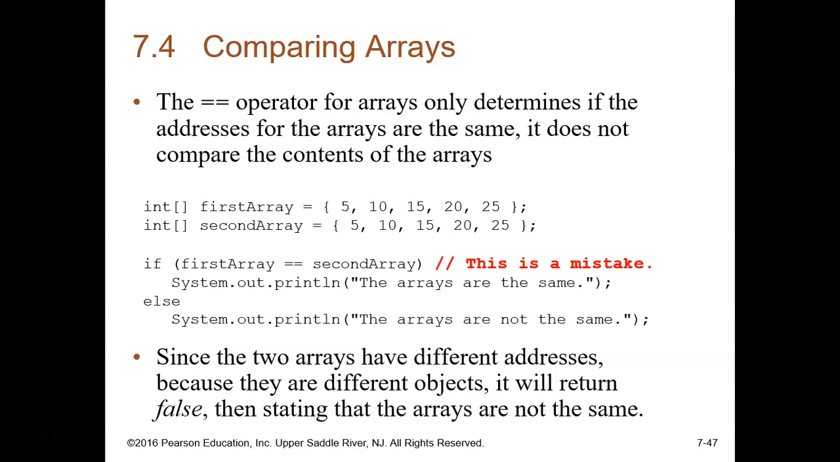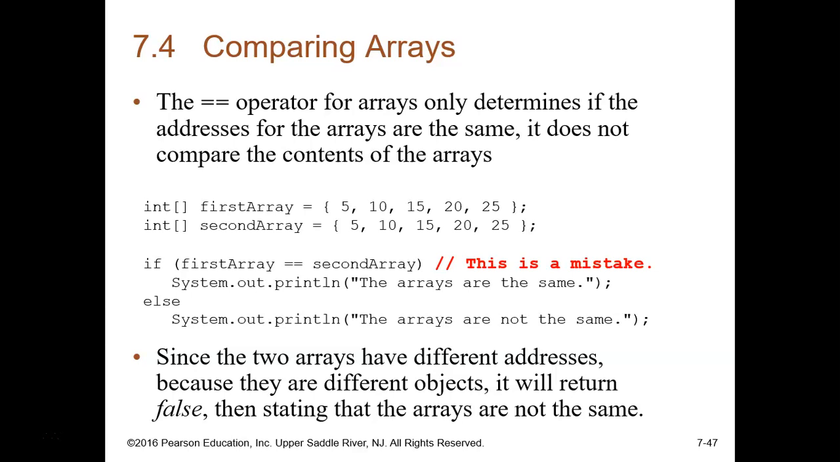So first array is not going to be comparing its elements 5, 10, 15, 20, 25 to the second array, which also has 5, 10, 15, 20, 25. Instead, because they are different objects, they point to different memory addresses. They're actually comparing the memory addresses, and it is definitely going to return a false there. And we can plainly see that the two arrays are equal, but because of the way we have it written, it's going to return a false because the memory addresses will be different.